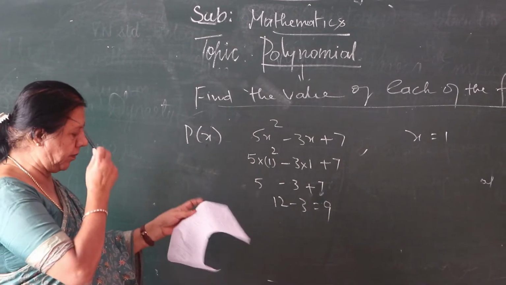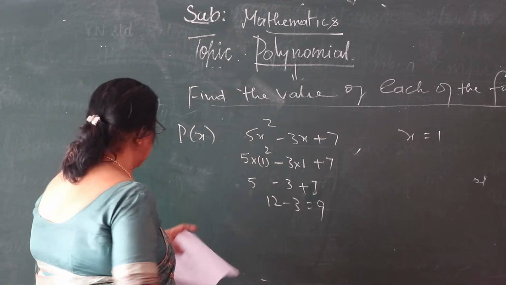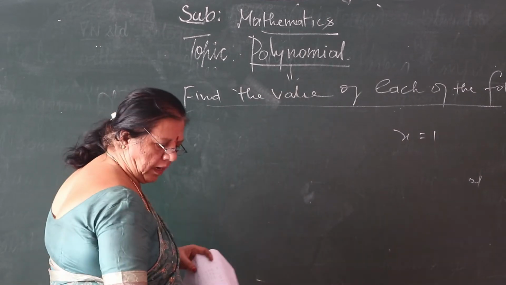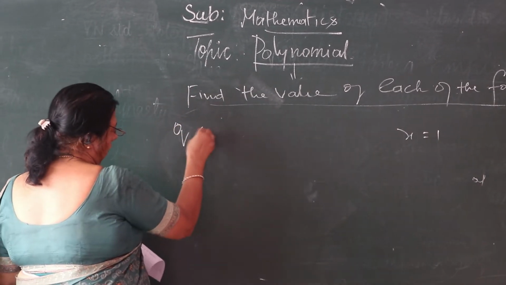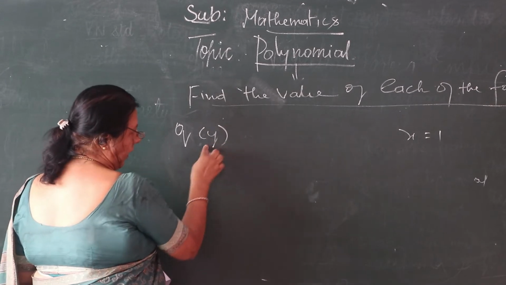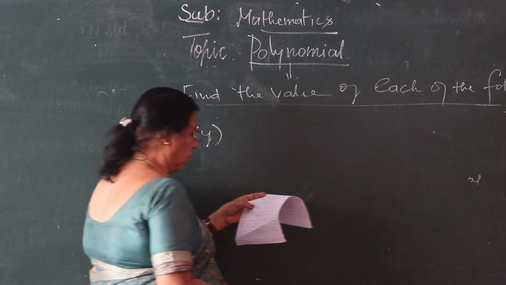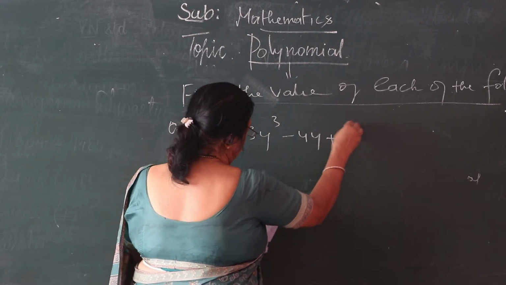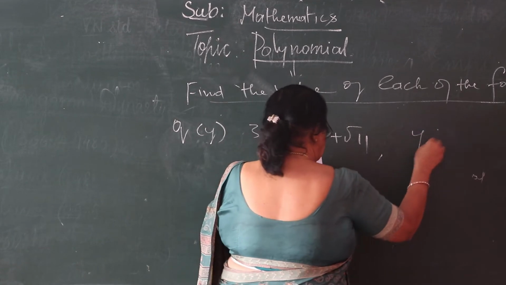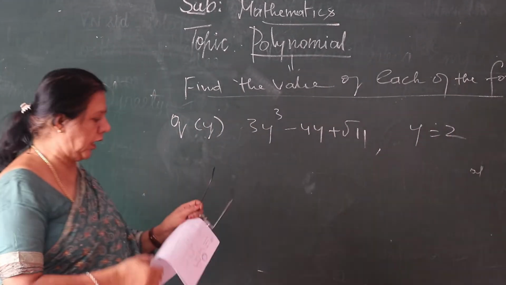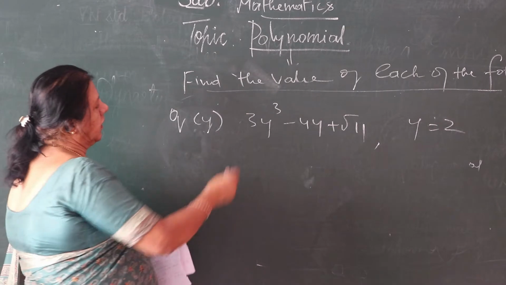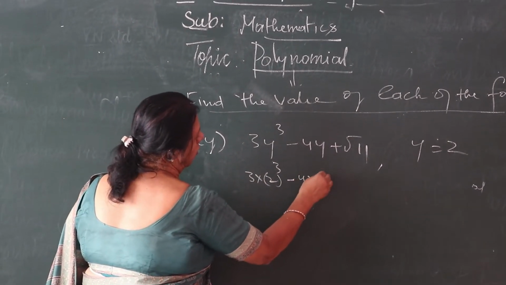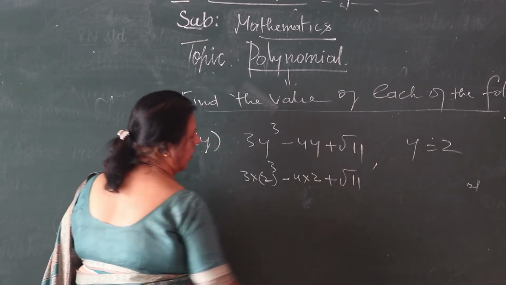Which is the second sum they have given? The second sum is q(y), polynomial y. Because the y variable is here, what is given? 3y cube minus 4y plus root 11. The y value is 2, children. Substitute: 3 into 2 whole cube minus 4 into 2 plus root 11.